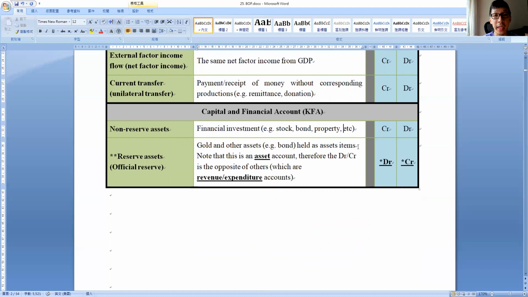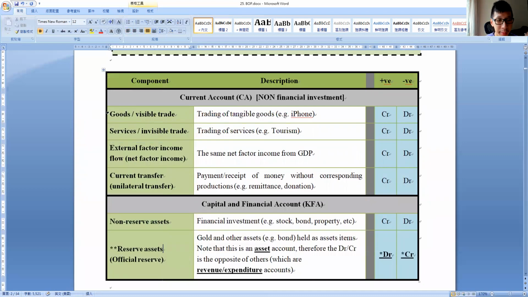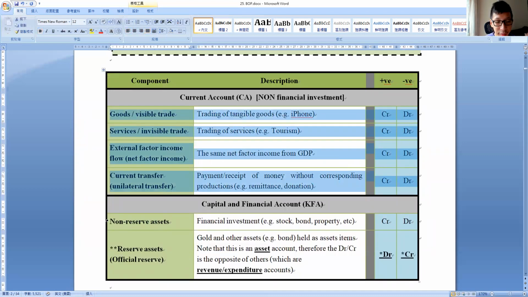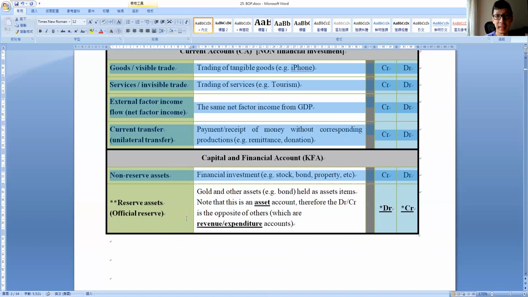In some very old questions, they will break down non-reserve asset into different components. But remember, it is already out of syllabus. So whenever you see investment, it will be capital and financial account. Besides non-reserve, of course, we have reserve asset. But this account is treated as a balancing account. The main thing we will learn will be about these five columns. The sixth column on the reserve asset, we will deal with in our next video.